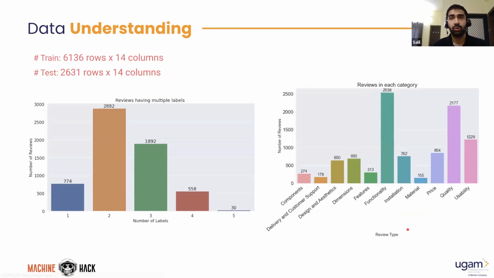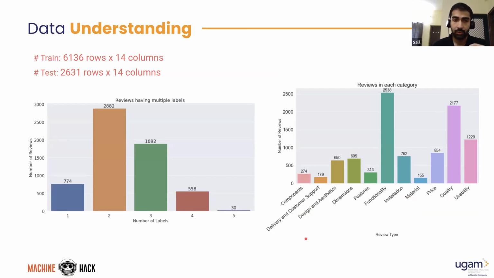Just to give an idea of how the dataset looked, there were around 6.1K rows in our training dataset, and we were given around 2.6K rows in our test. In the label distribution, as I mentioned, every data point had multiple labels, the maximum being 5, and the most frequent count was 2. In terms of categories across different review types, functionality and usability quality had the most data points available to us. We had very few data points for delivery, customer support and material.